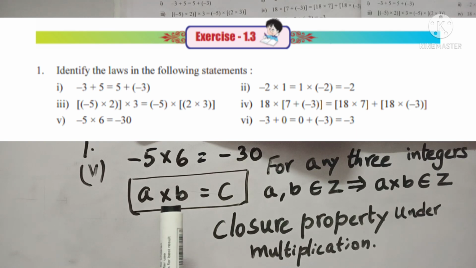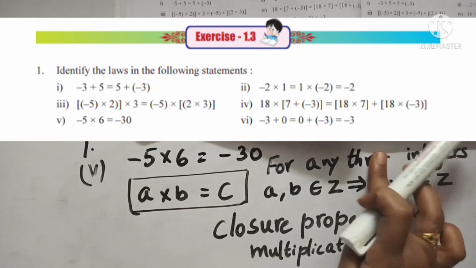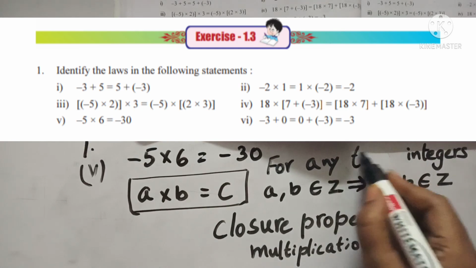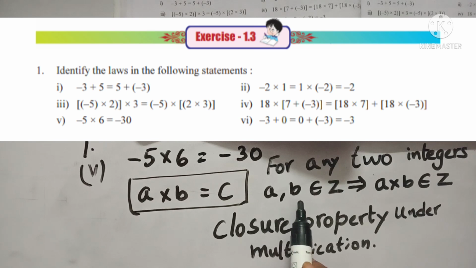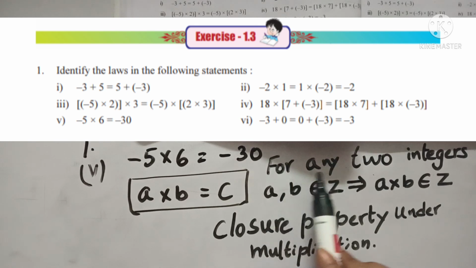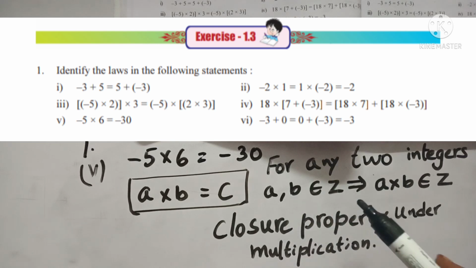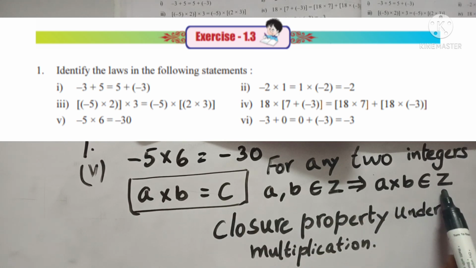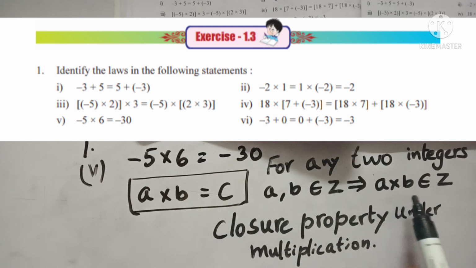So if you observe this equation clearly, for any two integers a comma b belongs to z. That means a is an integer, b is an integer. Then a into b also belongs to z. So వాటి product కూడా integers అవుతుంది. So what law it is? It is closure property under multiplication.